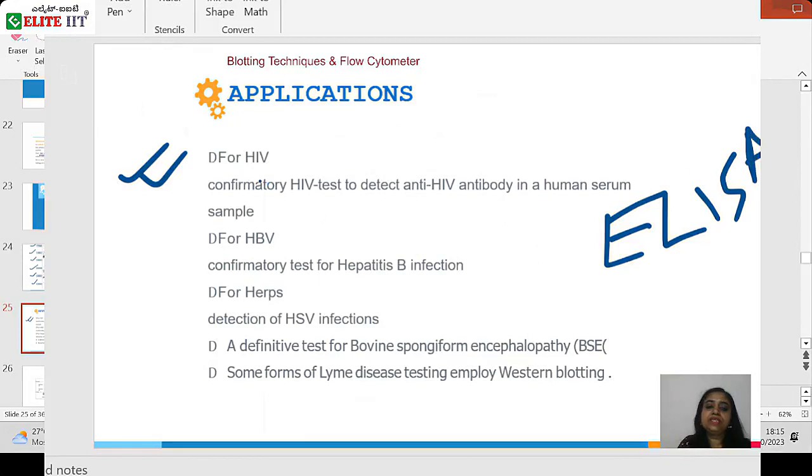Here see HIV detection, HPV detection, HAV detection, and BSE detection, bovine spongiform encephalopathy, then Lyme disease. These are all caused by a parasite or a virus or bacteria. So you can identify those molecules as the antigen. Through Western blot, we are determining protein. That means you can identify the antigen, and antigens are mostly proteins.